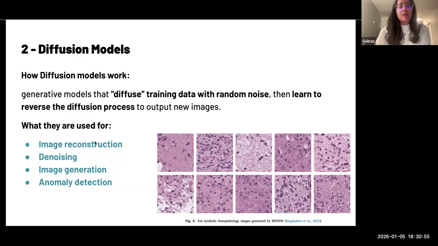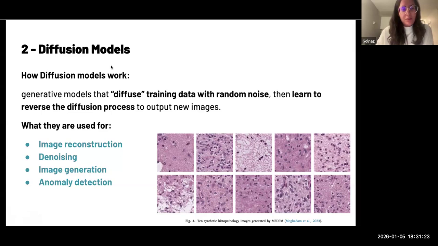So it's basically, you have your image, you slightly add noise to it until it's not recognizable, and then you learn to reverse that process back. And if you learn that whole thing, then you can generate new images that look like the actual images. Here, for example, in the plot, I have some synthetic histopathology images generated by one of these models.